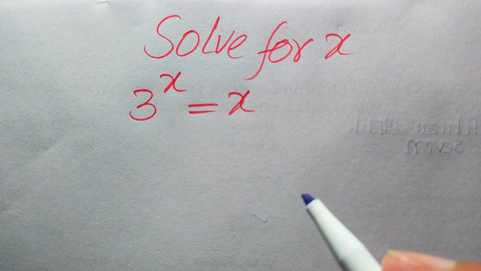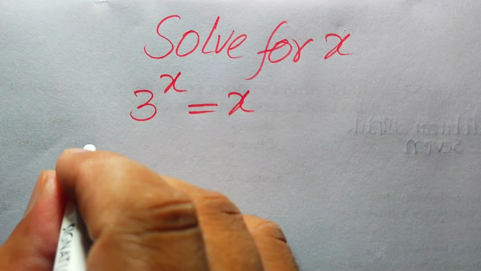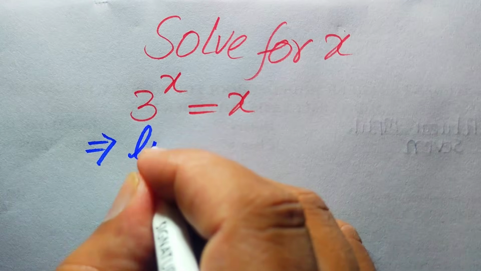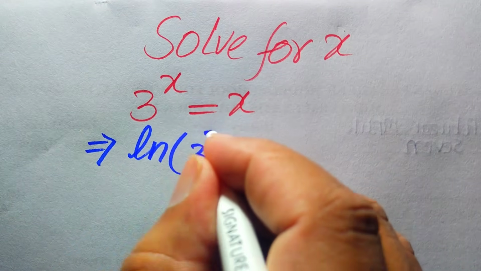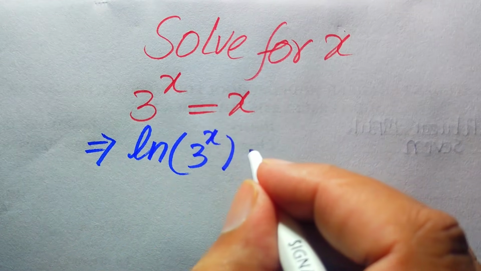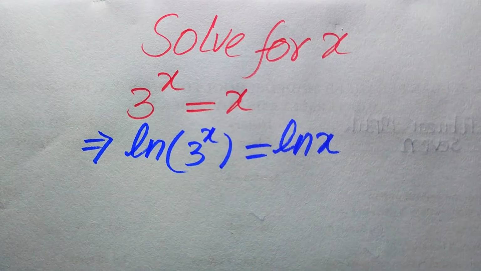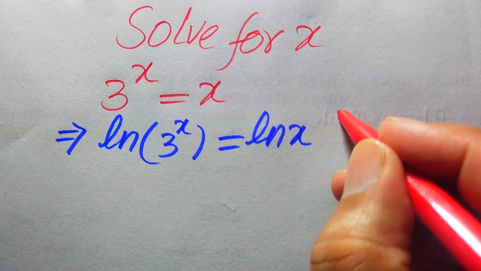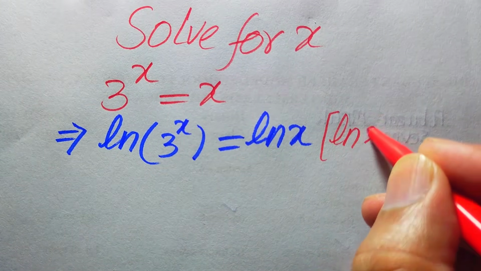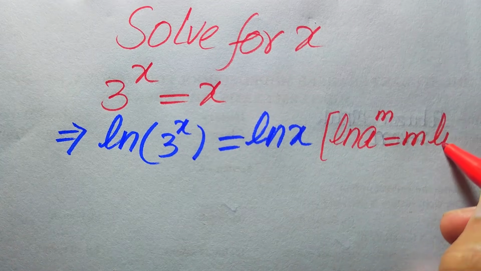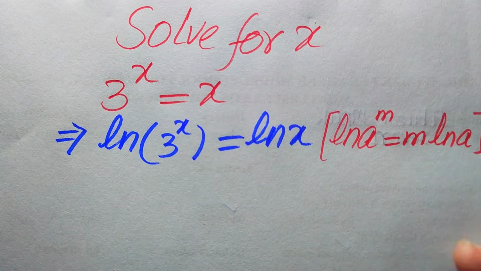Now we move toward the solution of this problem. First we take the natural log on both sides. When we apply this log, we obtain log of 3 to the power of x is equal to log of x. Here we use the nice property of log: if we have log of a to the power of m, this is equal to m times log a.